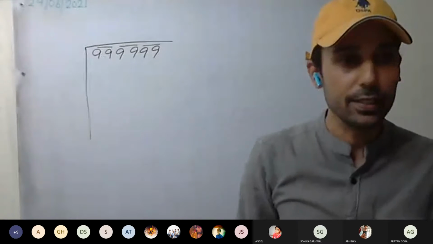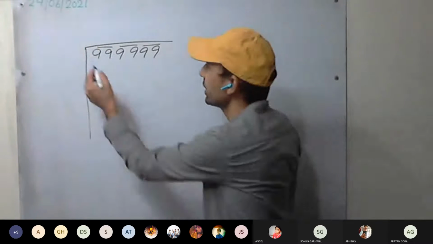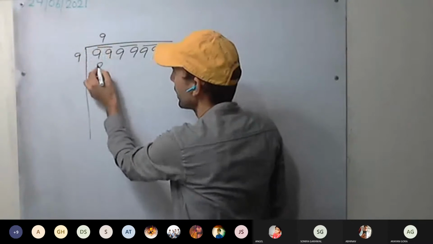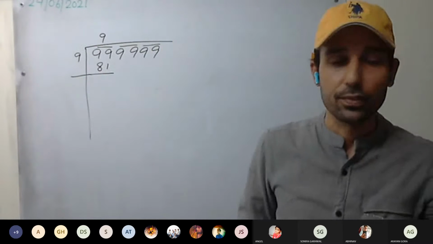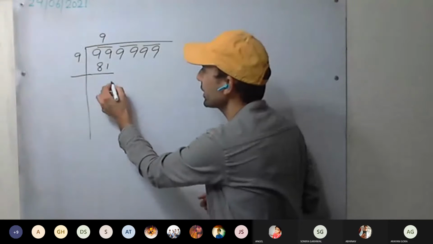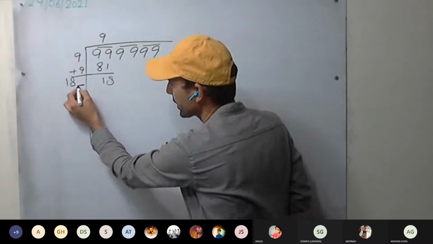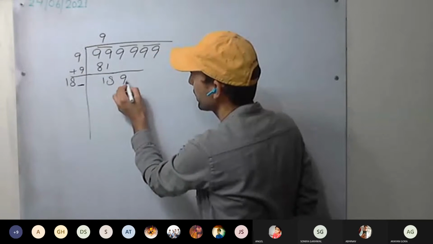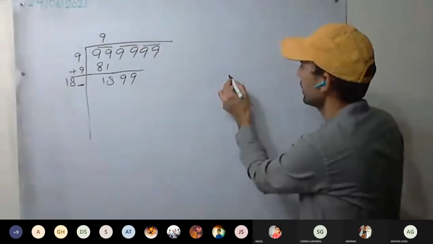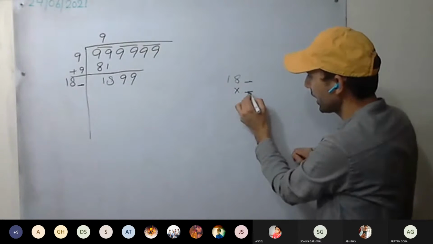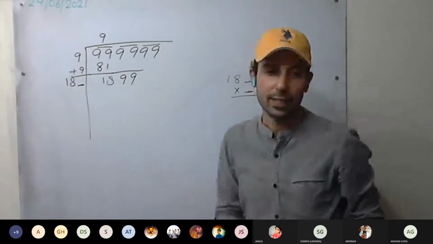First, find the number whose perfect square is just less than 99. What will that number be? 9 nines are 81, 10 tens are 100. So it will be 9, 81. What will be the remainder? 18. Here we add 9 and it becomes 18, and we have to find this digit and put the next digits here. 18 times this digit into the same digit must be nearly equal to 1899.